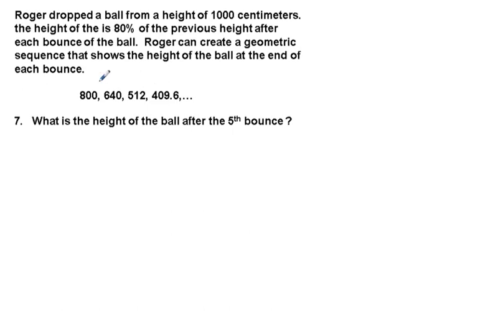Next, Roger dropped a ball from a height of 1,000 centimeters. The height of the ball is 80% of the previous height after each bounce of the ball. Roger can create a geometric sequence that shows the height of the ball at the end of each bounce. What was the height of the ball after the 5th bounce? So you can just kind of look at it the way we did this other one.